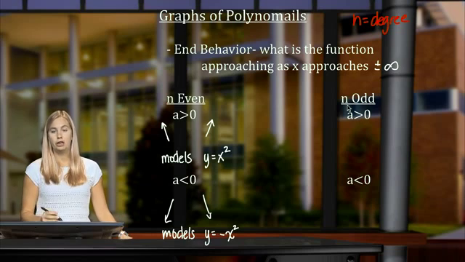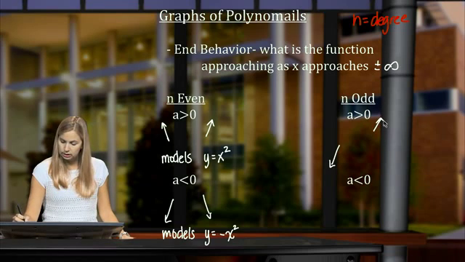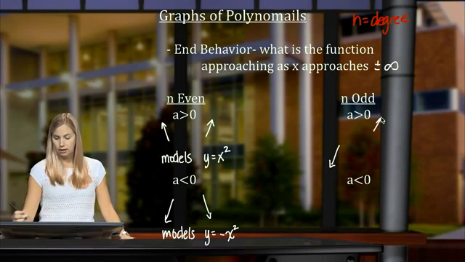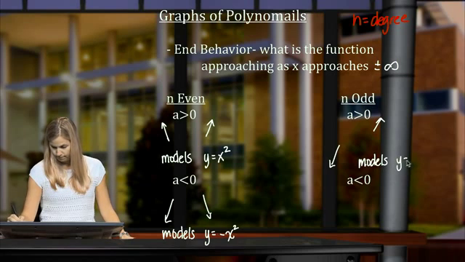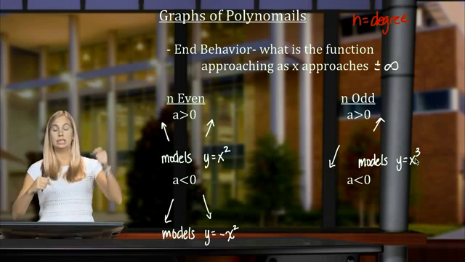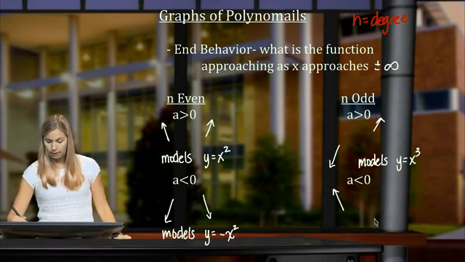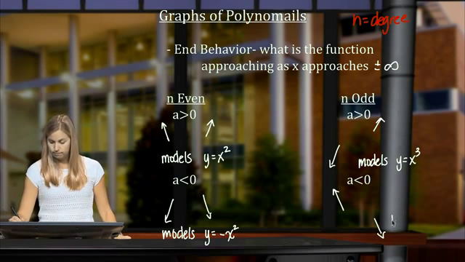If the degree of your polynomial is odd and you have a positive lead coefficient, your tails are going to go in alternating directions. It goes down to the left and up to the right, which is modeling y equals x cubed. And if your lead coefficient is negative, those tails are just going to switch directions. So up to the left, down to the right, modeling y equals negative x cubed.